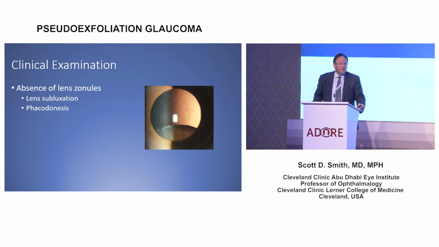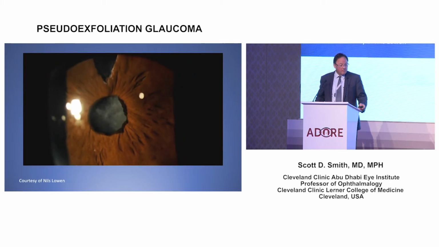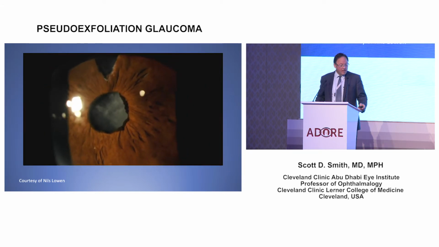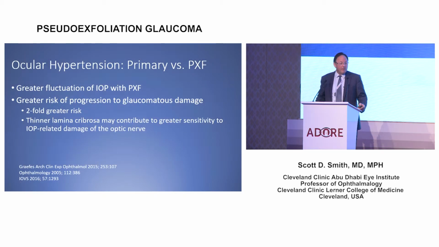Another common feature of pseudoexfoliation is weakness or even absence of lens zonules, with lens subluxation in the most severe cases, but with phacodonesis being something that needs to be considered. So before you're doing cataract surgery in a pseudoexfoliation patient, do this kind of a test and look for phacodonesis. It can help you prepare for surgery. Now, what are the issues in terms of management of glaucoma and ocular hypertension in patients with pseudoexfoliation?